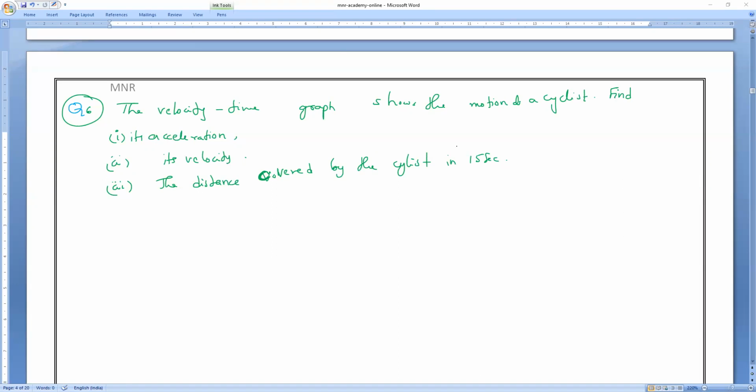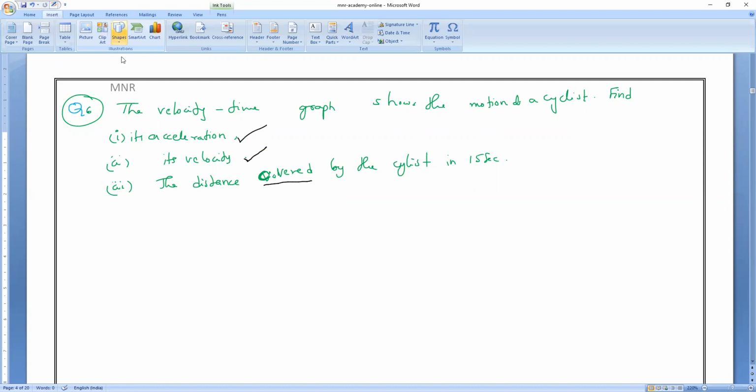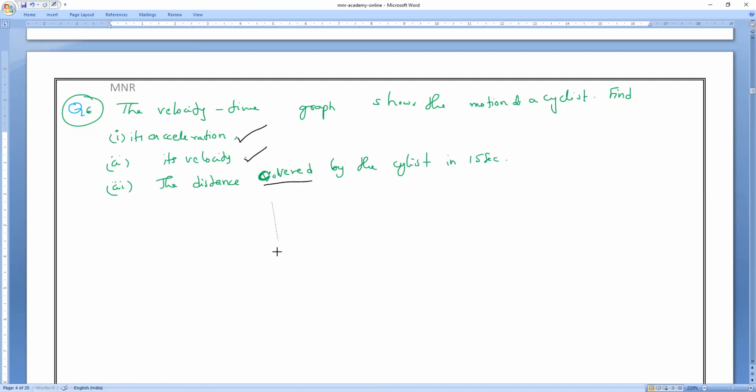Now if you see here, they have given a velocity time graph, which shows the motion of a cyclist. So we have to find the acceleration, the velocity, and the distance covered by the cyclist. So let us draw the graph now. I'm going to draw the velocity time graph.